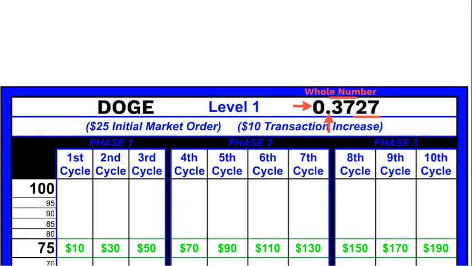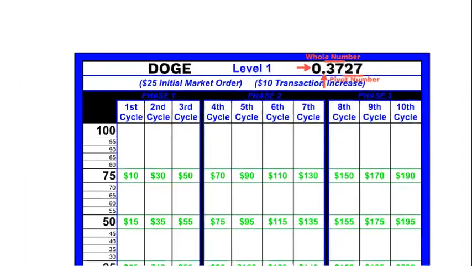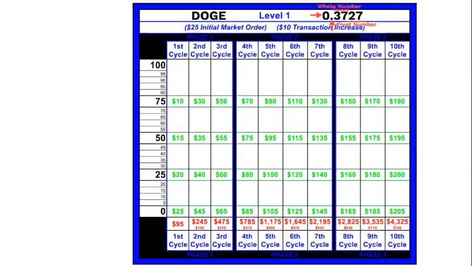So when you run your market order for $25, let's say it comes out at 0.3727. You look at the pivot numbers, 27. So that's going to put you right here. That's where you're going to start. The next purchase point is going to be at 0.3725 for $20, and that's what you're going to set your limit order for. So these are all limit orders now.